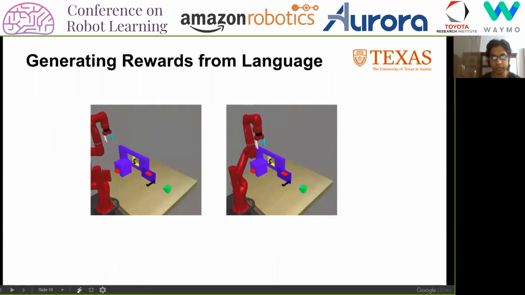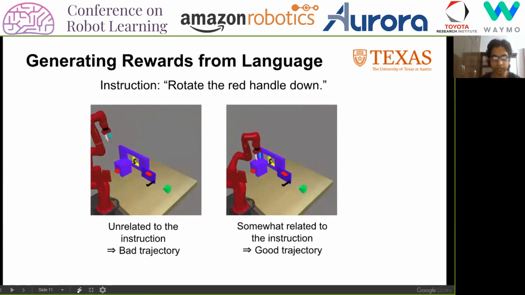Intuitively, here's how we use our trained PixL2R model in our pipeline. Consider these two trajectories. Given the instruction for the task, we can use the trained PixL2R module to infer that the trajectory on the left is unrelated to the language, while the trajectory on the right is somewhat related to the language. These relatedness scores can then be converted to rewards so that the trajectory on the left gets a low reward while the trajectory on the right gets a high reward.